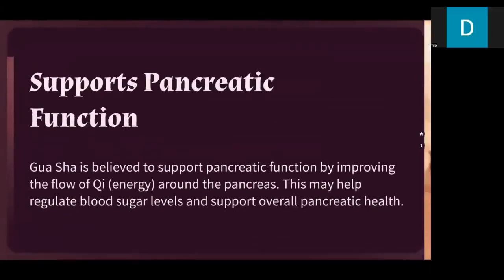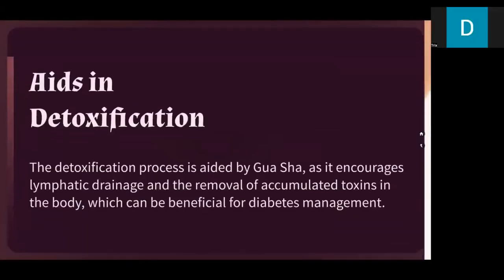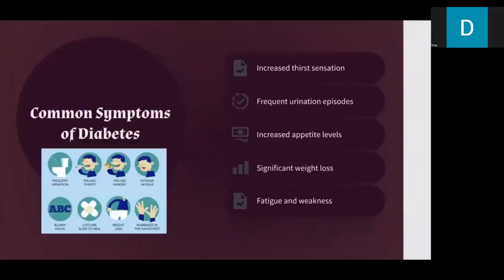Gua sha is believed to support pancreatic function by improving the flow of qi around the pancreas. This may help regulate blood sugar levels and support overall pancreatic health. The detoxification process is aided by gua sha, as it encourages lymphatic drainage and the removal of accumulated toxins in the body, which can be beneficial for diabetes management.